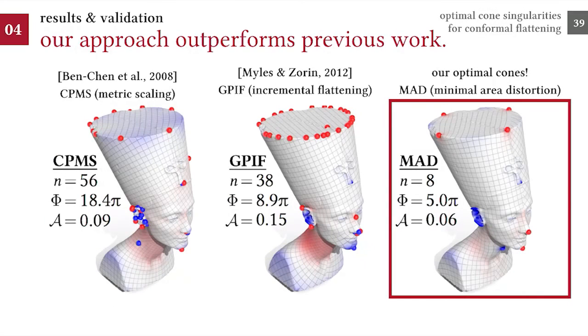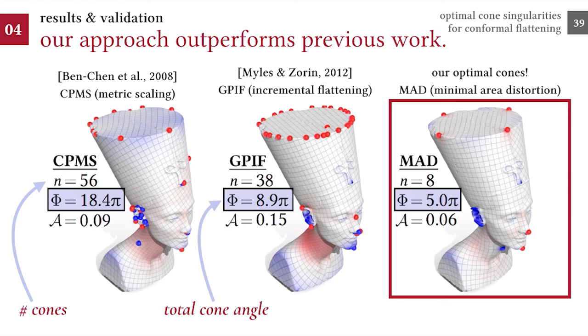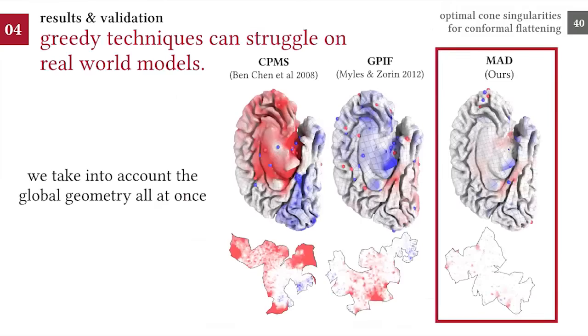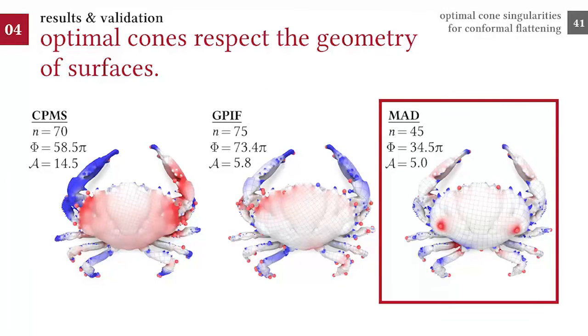So here we compare our approach to the method of Ben-Chen et al., which we call CPMS, and this Miles and Zorin approach called GPIF, which is this incremental flattening. And what we find is that our optimal cones provide us with significantly less cones, with much smaller cone angles, and significantly less area distortion. And the reason that we're able to do all of this is, again, we're taking into account the global geometry of the surface really all at once. We also find that our optimal cones just naturally respect the geometry and symmetries of surfaces, whereas these greedy heuristics aren't able to do that.